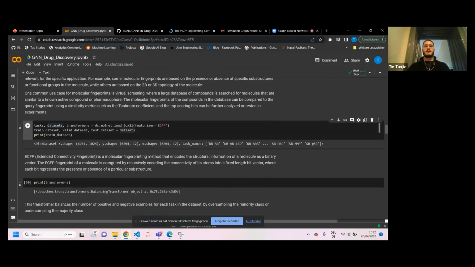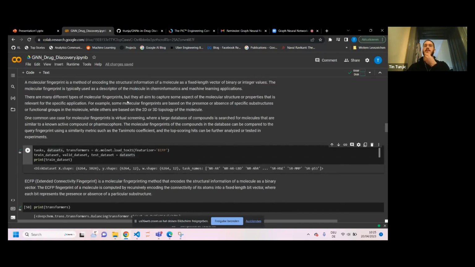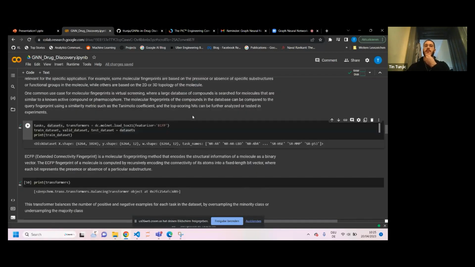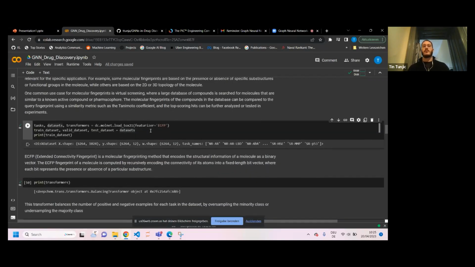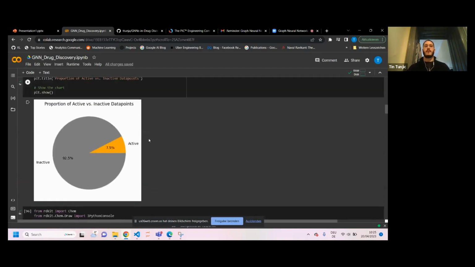As I said, this extended connectivity fingerprint is nothing else than a molecular fingerprint, and it provides us this fixed length bit vector, like I said, with up to 1,024 possible features. What also happens in the loading of the dataset is the transformation of the data. And what you've seen in the beginning is that the proportion of active and inactive data points is quite large, and that could possibly be a problem.